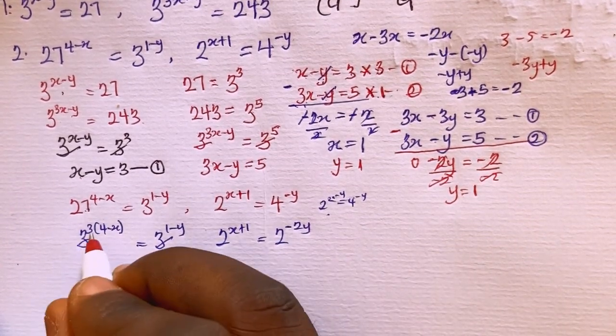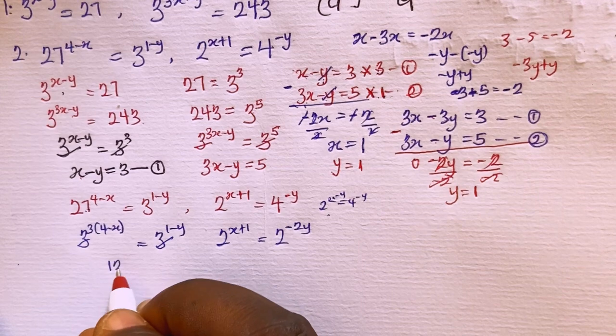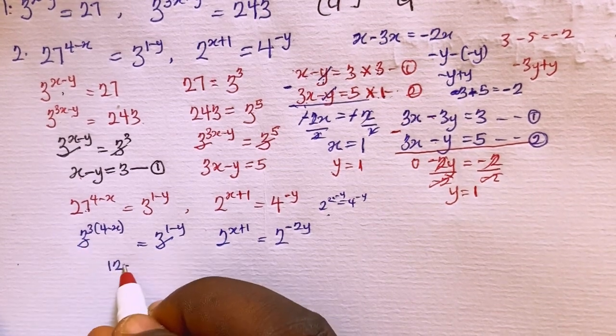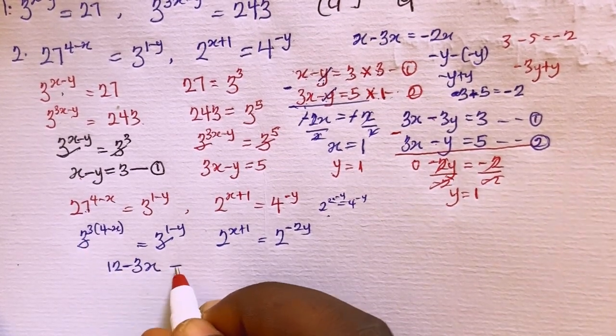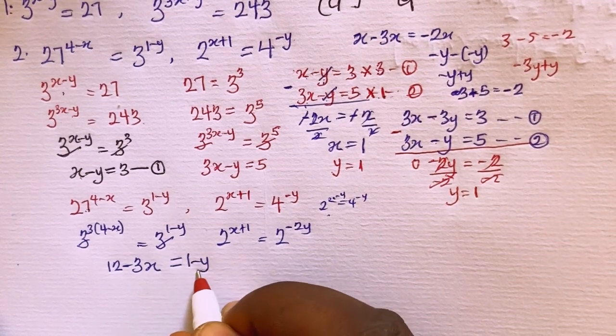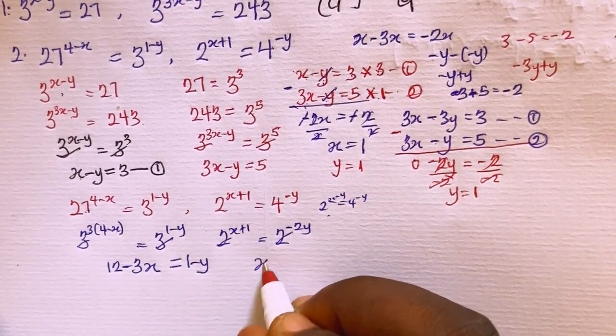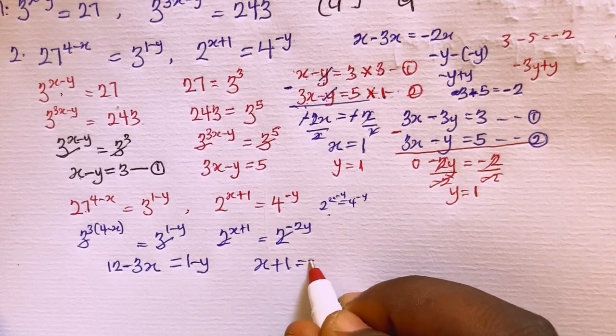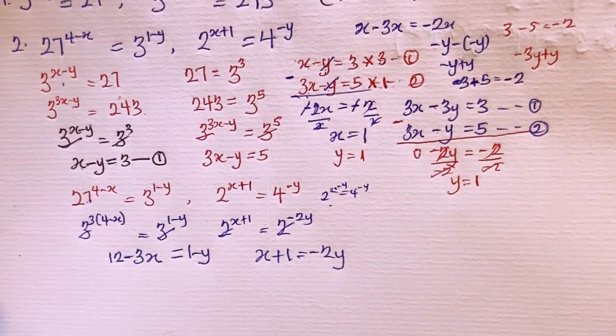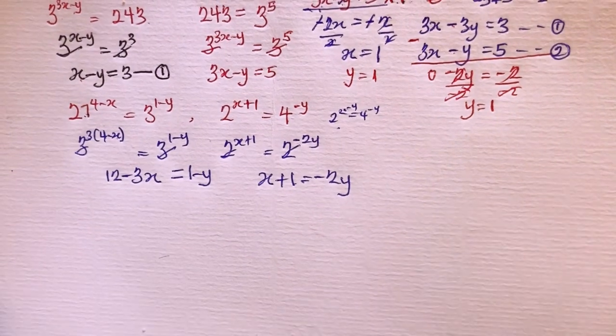I'm going to have 3 multiplied by 4, that's actually 12. Then 3 multiplied by minus x is minus 3x, right? Equals 1 minus y. That's for the first one. Then for the second one, this will cancel out this, and I'm going to have x plus 1 equals minus 2y, right?